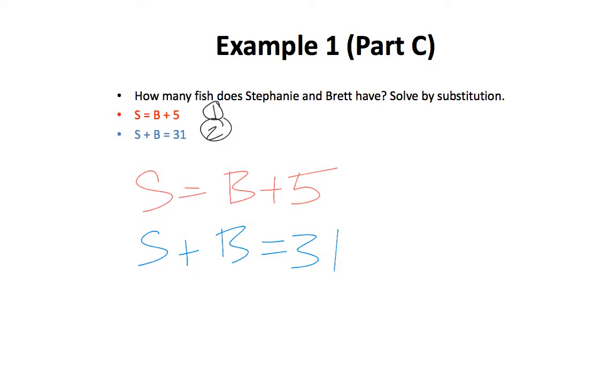Take a close look at both equations. We want at least one variable isolated in at least one of these equations. In equation 1, you can see that the variable of S is already isolated, and it is equal to this expression, B plus 5. What we're going to do is replace this variable of S with the expression B plus 5.